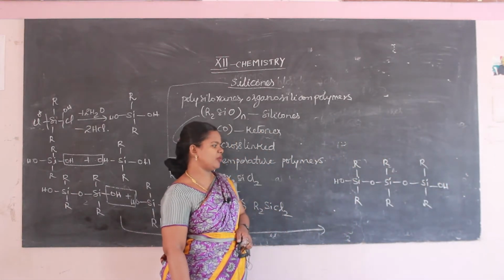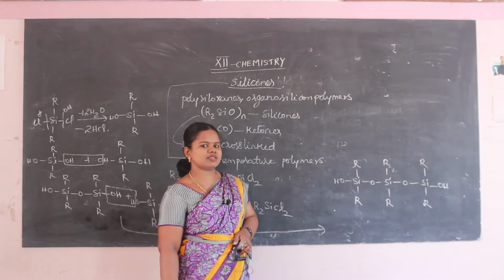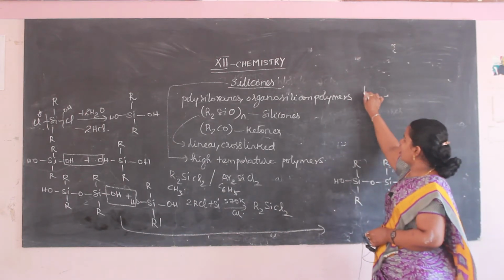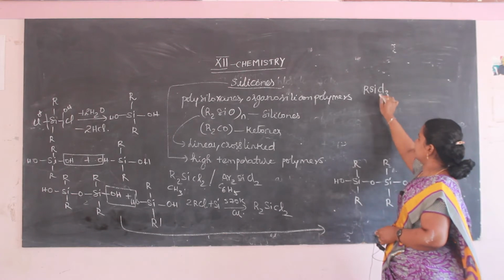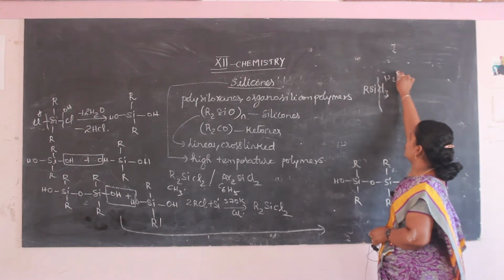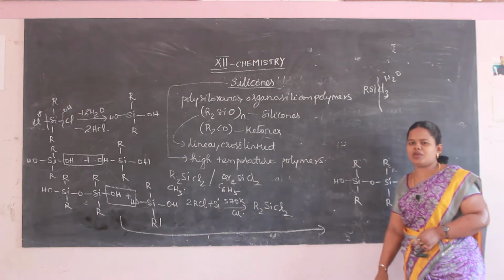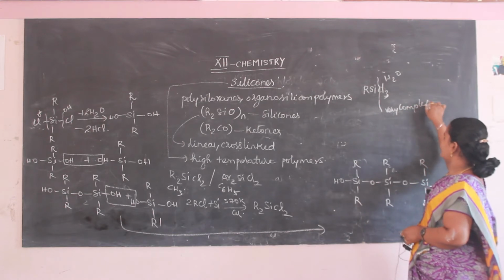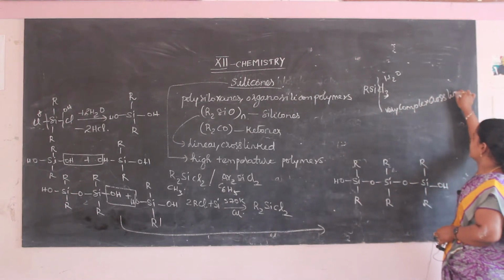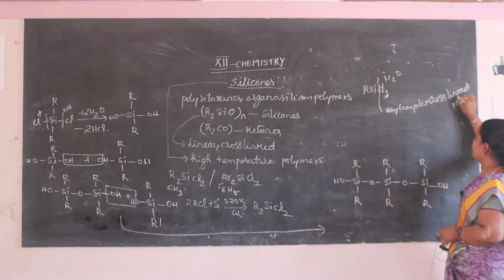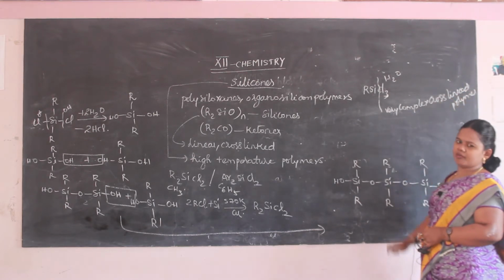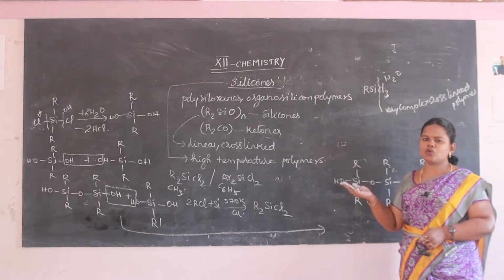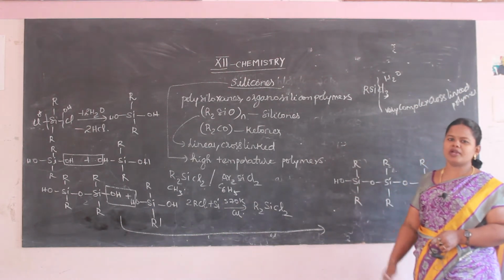A linear polymer is obtained by the hydrolysis of dialkyl dichlorosilanes, and by the hydrolysis of monoalkyl trichlorosilanes, RSiCl3, we get a very complex cross-linked polymer. This cross-linked polymer can be converted into a linear polymer by removing one terminal OH group.